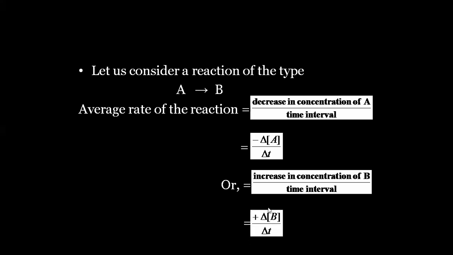So what I can write is plus delta [B] by delta t. Delta again tells us the change, and [B] tells me it's the molar concentration, by the same time interval. That is how we can mathematically interpret it.